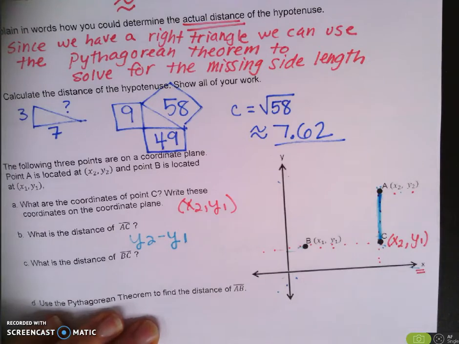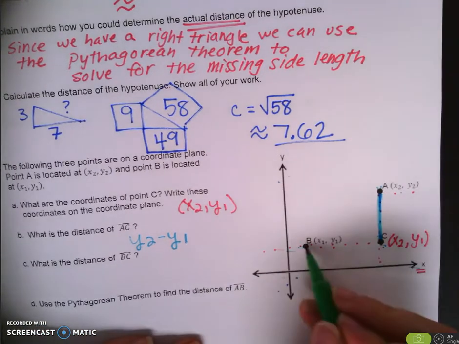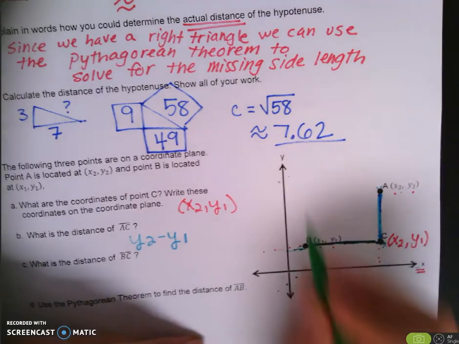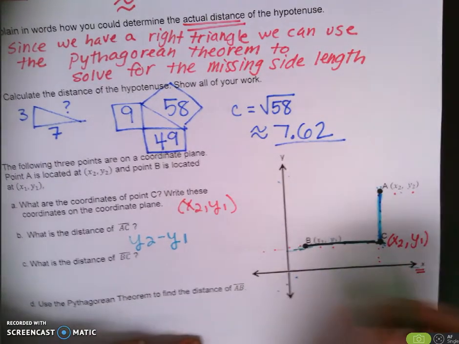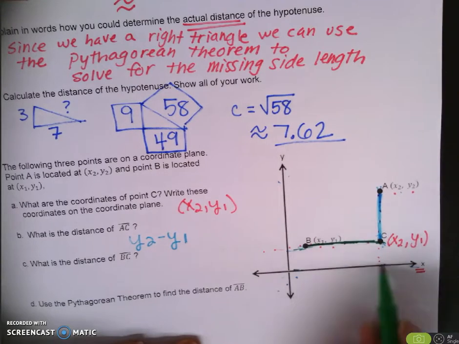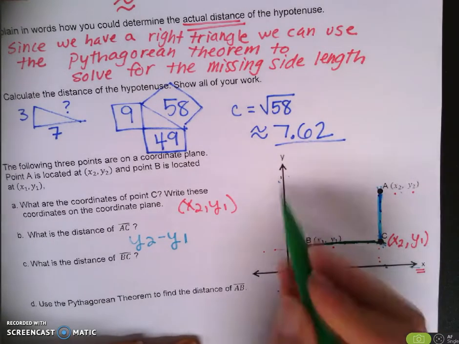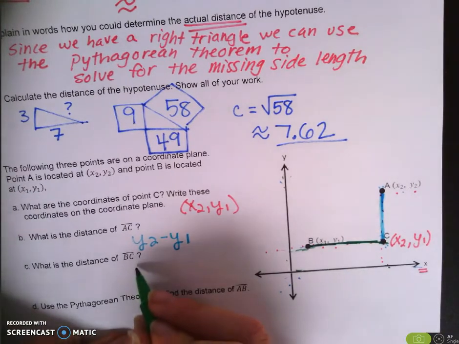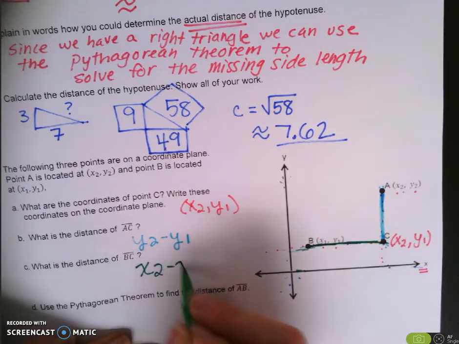And BC, well, let's look at BC. Trace BC for me. Is that a horizontal distance or vertical distance? You're right, it's horizontal. So should I look at my x values or should I look at my y values? That's right, I should look at my x values. So this is going to be x2 minus x1.